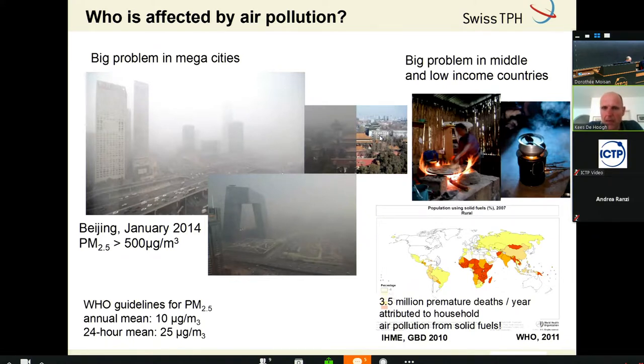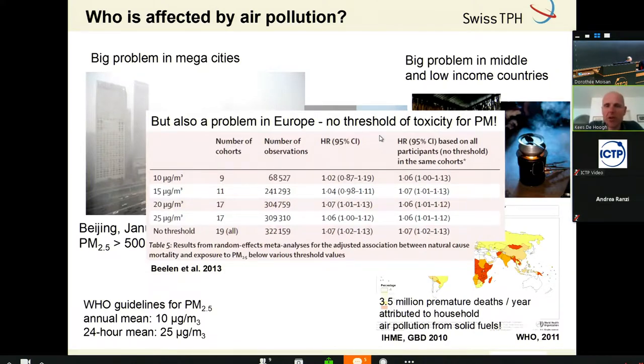So just to hone in on the message, it's not just outdoor air pollution which is an issue. Indoor air pollution, especially in the middle and lower income countries, is a huge issue. Of course, Europe has lower levels, but we still have a problem there. Also, we still have a problem with health because there's no threshold of toxicity for PM. There's nowhere a level of zero micrograms per cubic metre, so there's always an issue with that. And this is something we are currently investigating in a big project we're doing in Europe, trying to get a grip on how bad the lower levels of air pollution still are for health.